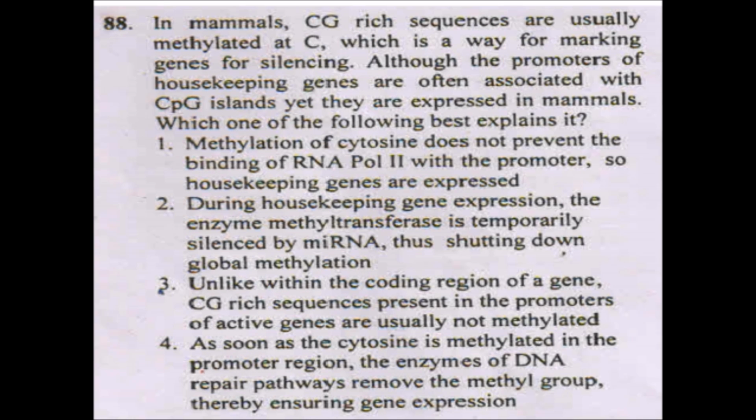Move to the next. In mammals, CG-rich sequences are usually methylated at C, which is a way of marking genes for silencing. Although promoters of housekeeping genes are often associated with the CpG island, as they are expressed in the mammal. Which of the following statements best explains this? Why do these housekeeping genes express in mammals? Because the promoter regions, where the active genes are present, don't get methylated. So the answer will be: unlike within the coding region of a gene, CG-rich sequences present in the promoter of the active genes are usually not methylated.